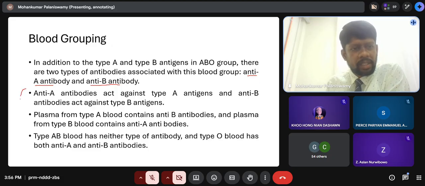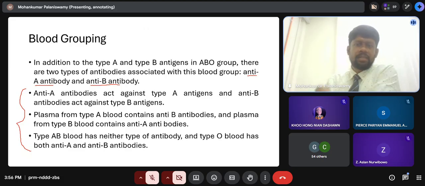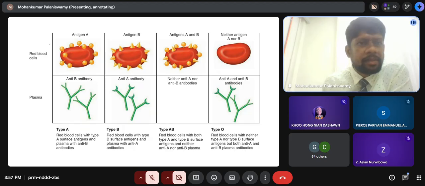These points may be somewhat difficult to understand, but if you keep reading it, you will be able to understand. Then type AB blood has neither type of antibody and type O blood has both anti-A and anti-B bodies. Okay, here is the picture. These are the four different blood groups: group A, group B, group AB, group O. These are the red blood cells and this is the plasma, that is the antibodies. Let me explain here.